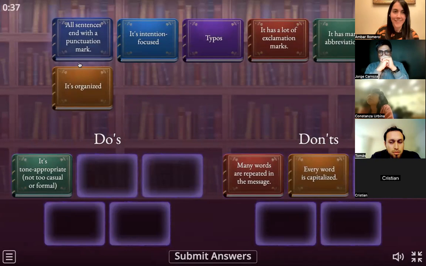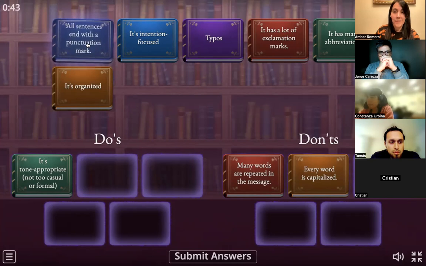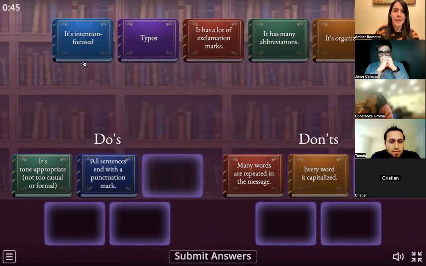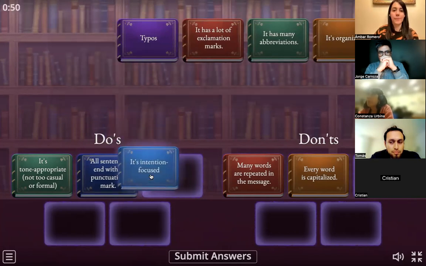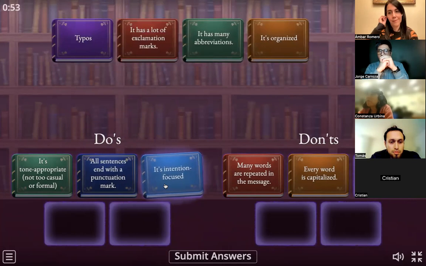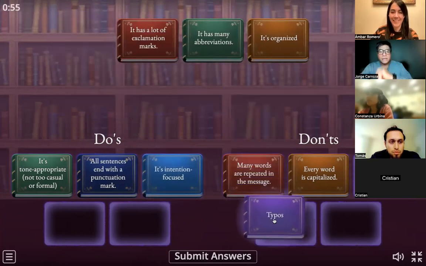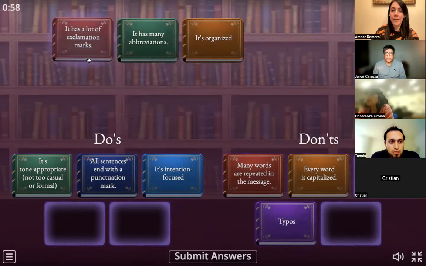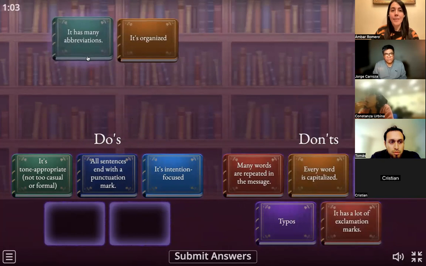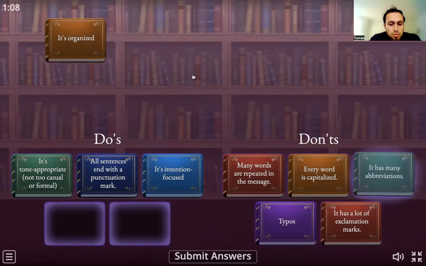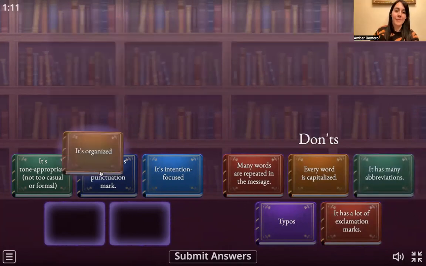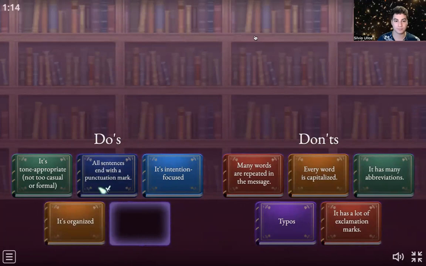All sentences end with a punctuation mark. Do. Yes. It's intention focused. The message is clear. Do. Typos. Don't, of course. It has a lot of exclamation marks. Don't. It has many abbreviations. Don't. All right, this is easy. It's organized. Do. Okay, very good.